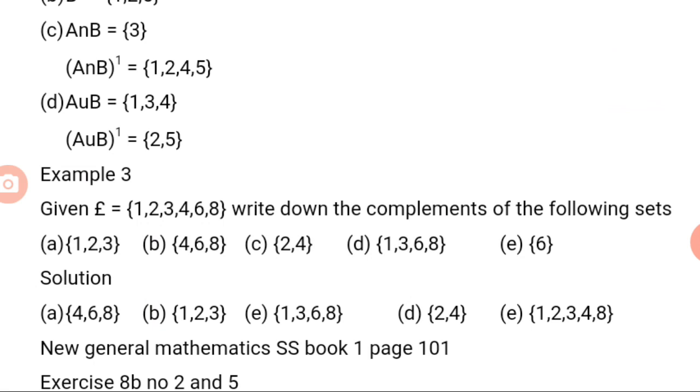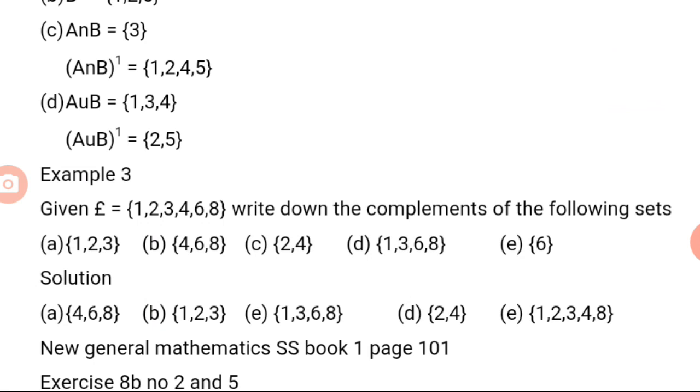Then D has elements 1, 3, 6, and 8. Then its complement will be 2 and 4. While the last one has only 6 as its element, so the complement of this set is 1, 2, 3, 4, and 8. Are we together, students? So that is that about complement of sets.